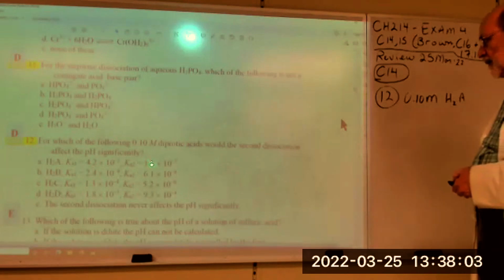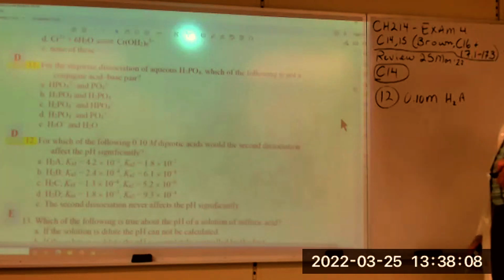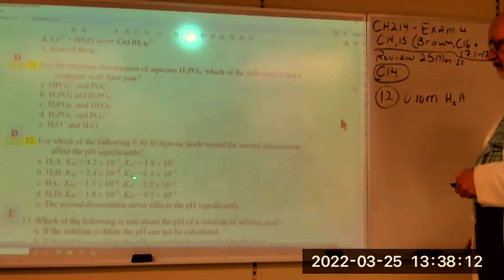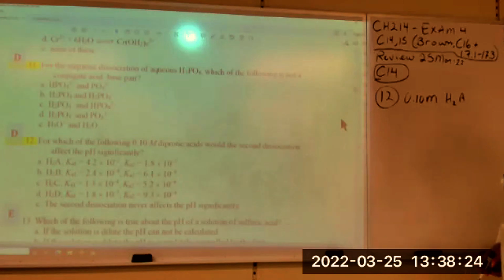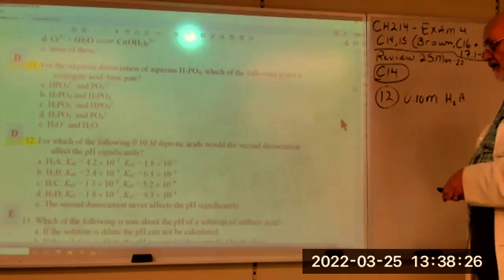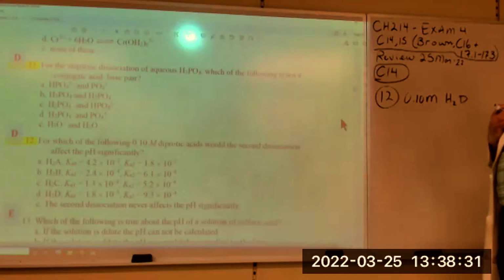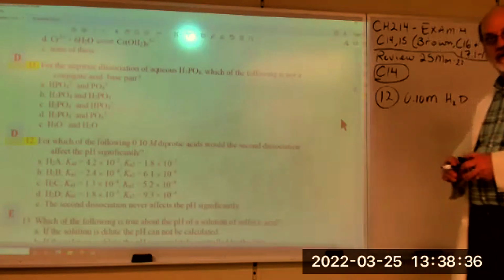Let's see. This one is -2. The second one is -7. That's way far away. It's 5 orders of magnitude. That won't have an impact. This one is 4 orders of magnitude. This one's 5 orders of magnitude. This one's only 1. And besides that, this is 9.3. It's almost that one. It's really close. So D, for that H2D, the second dissociation would have an impact on the pH.